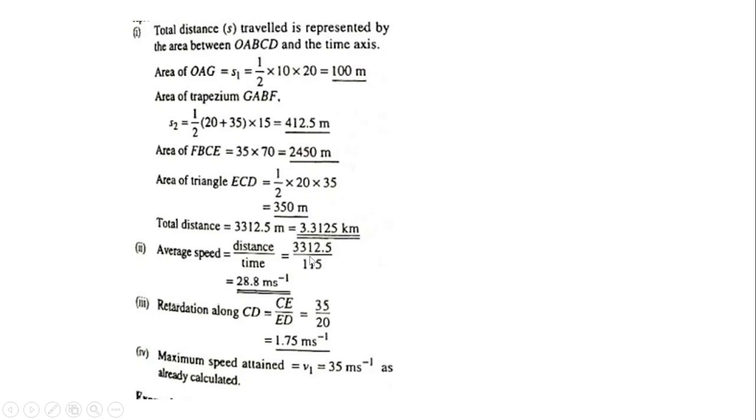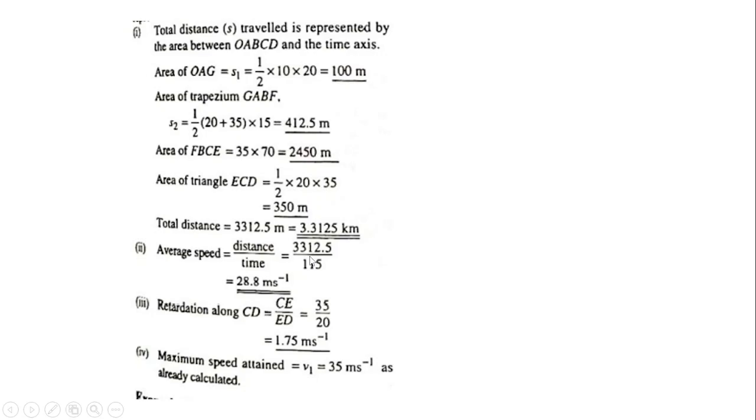The average retardation as the body is brought to rest. So how do we get that? Based on what we have here, the retardation we have to find is along CD. So how do we get it? We find the velocity over the time, which is also the formula for acceleration. Velocity here, as we've gotten before, is 35 over the time, which is 20. So that's how it's gotten. Then we say 1.75 meters per second squared, which is the retardation along CD.